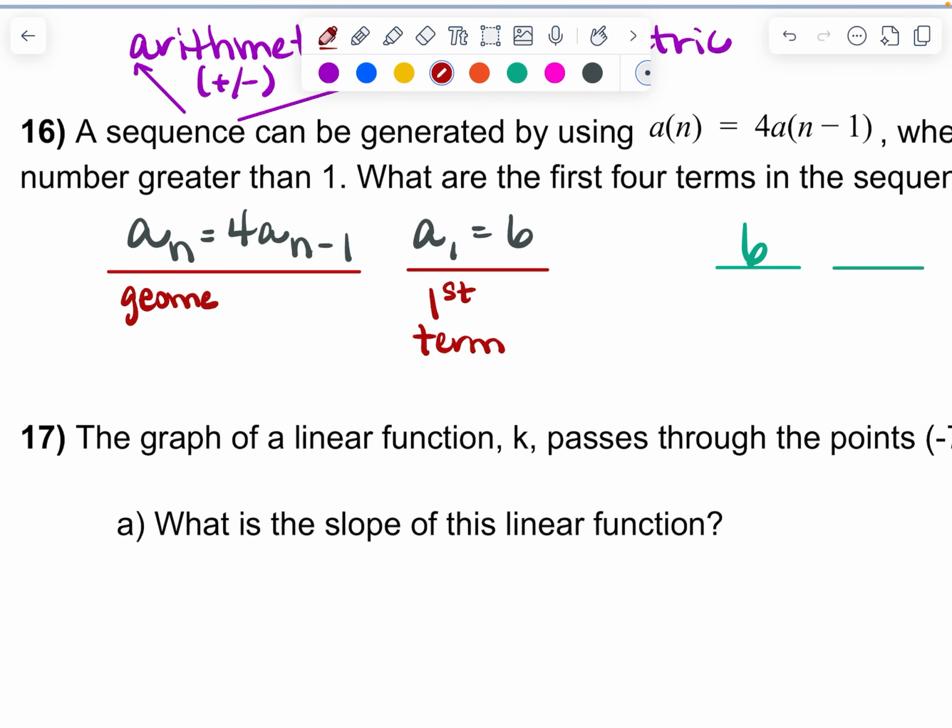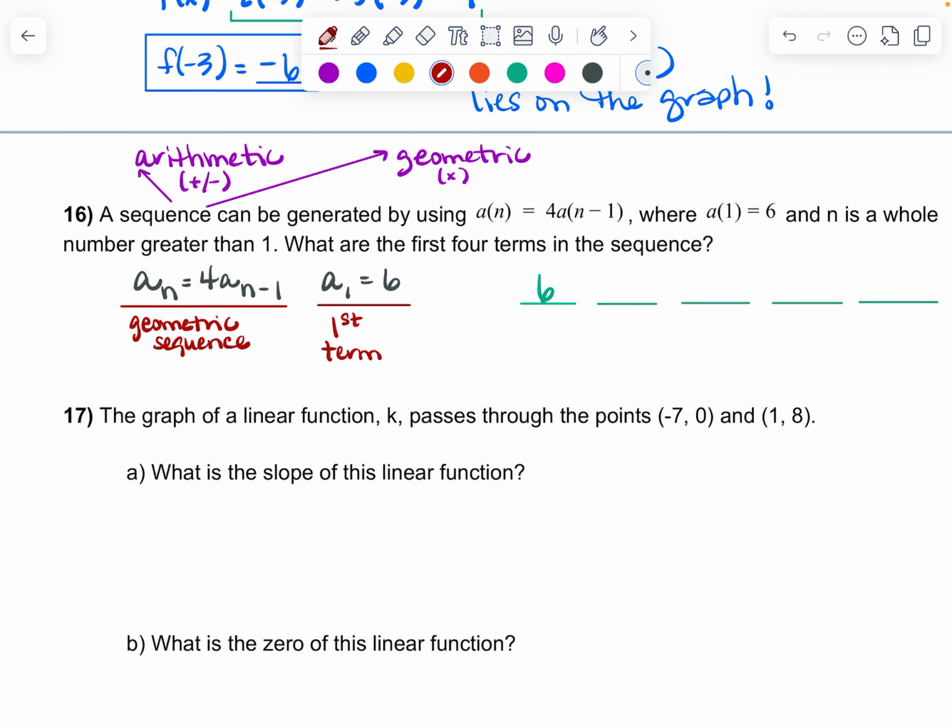So that means this is a geometric sequence, right? Where it's just a 4 multiplier. So literally all you have to do is come over here. If you know you're starting at 6, you're just going to multiply by 4 to get the next number in line, which is 24. Then I'm going to take that new number and multiply by 4 to get the next number in line, which is 96.